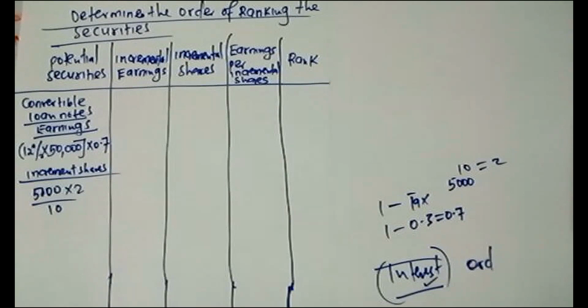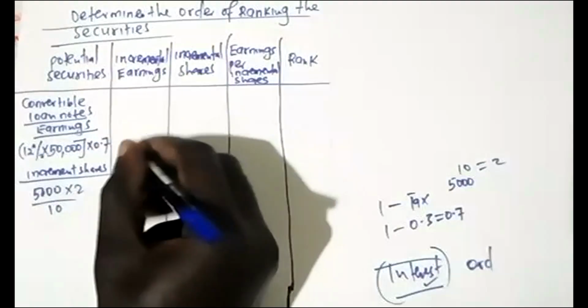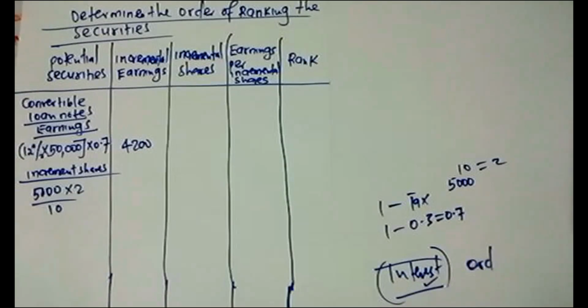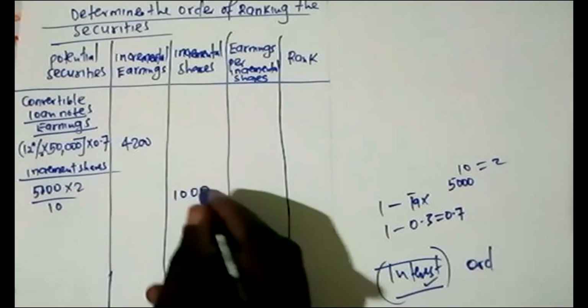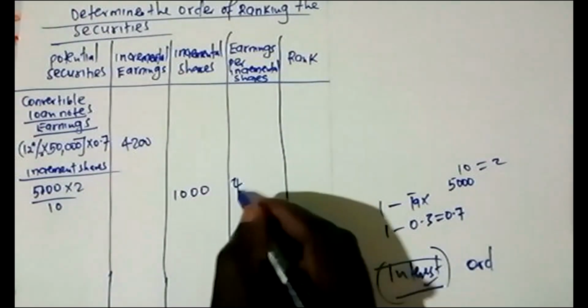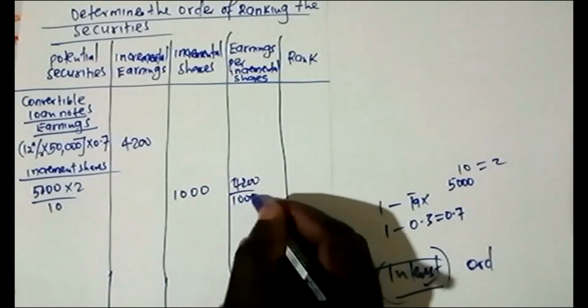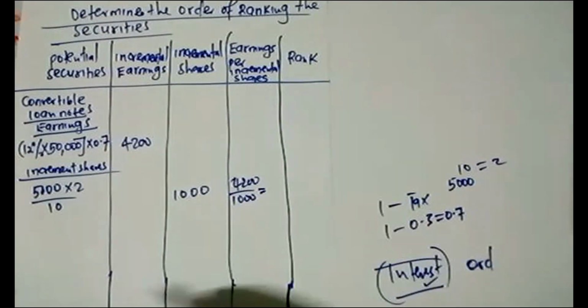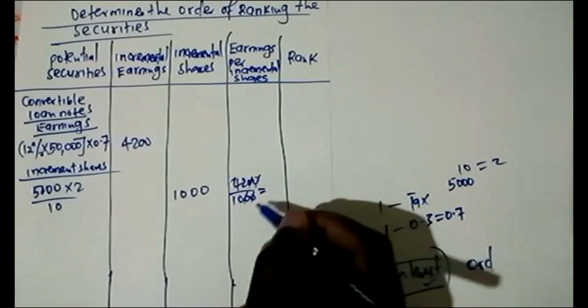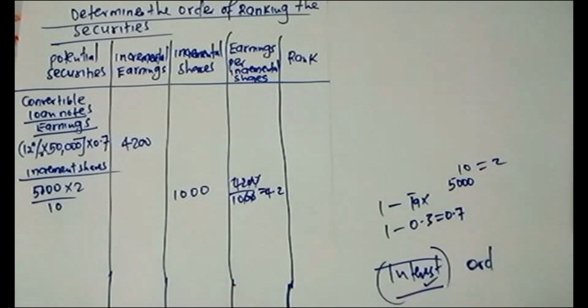If I use my calculator, the first one was 0.12 times 50,000 times 0.7, so that is 4,200. The next one is 1,000. If we divide the two, 4,200 divided by 1,000, that is 4.2. This one goes with this, so it is meant to be 4.2.